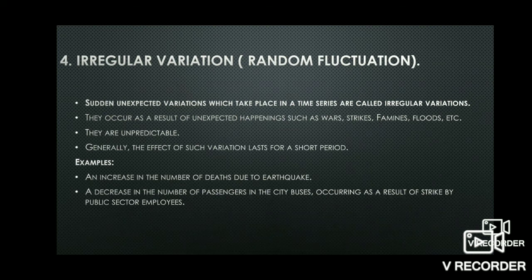An example of irregular variation is an increase in the number of deaths due to an earthquake, or a decrease in the number of passengers in the city bus occurring as a result of a strike by public sector employees. So here the variations are unexpected and they occur as a result of some unexpected happenings, and these are unpredictable.